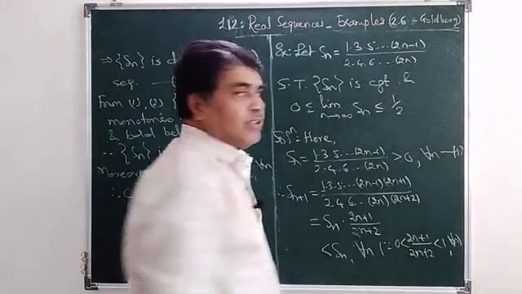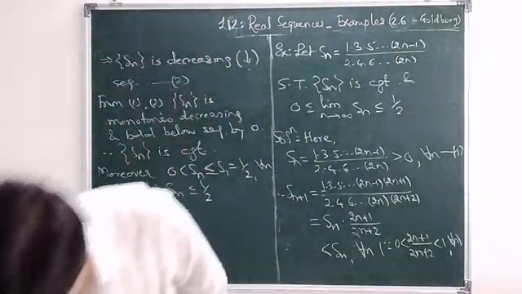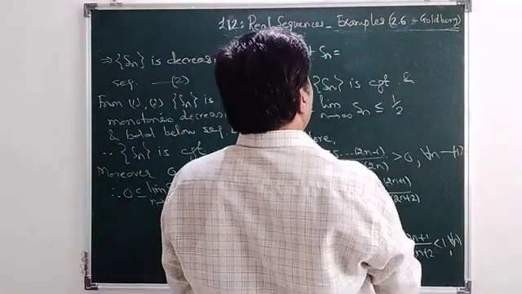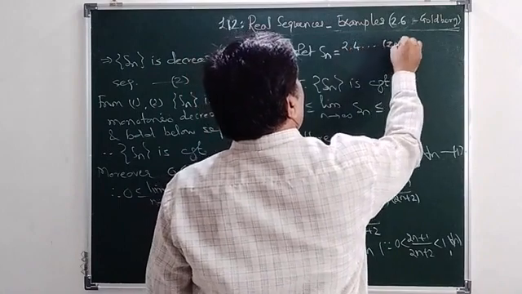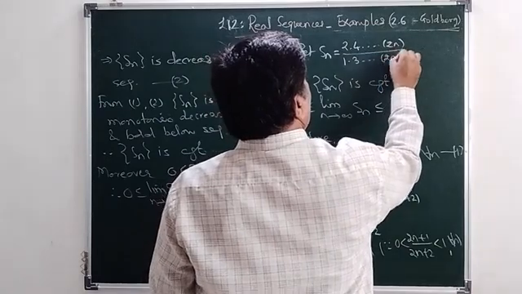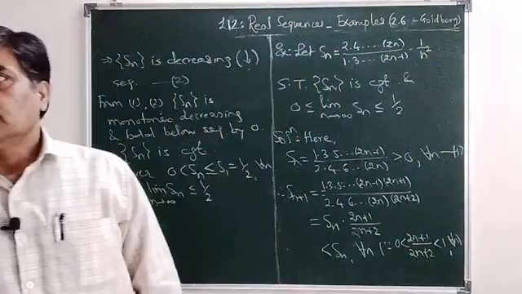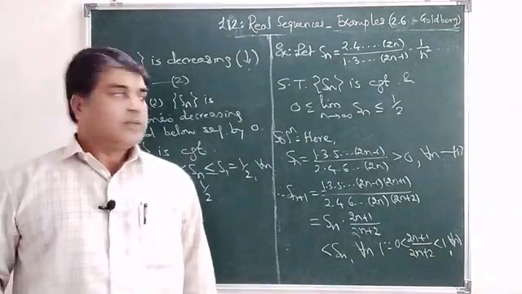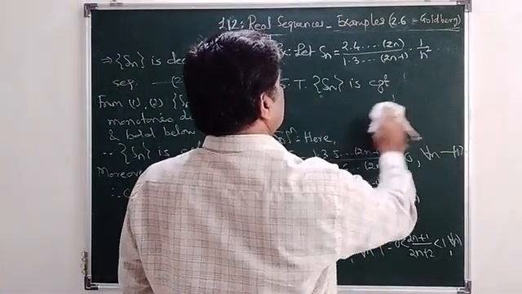Say Sn is equal to, we'll take even numbers in the numerator, 2, 4, dot dot up to 2n, upon 1, 3, dot dot up to 2n minus 1, into 1 upon n square. Then show that Sn is a convergent sequence.